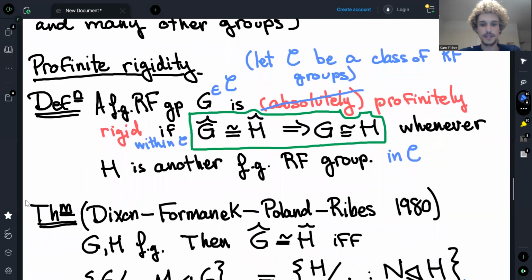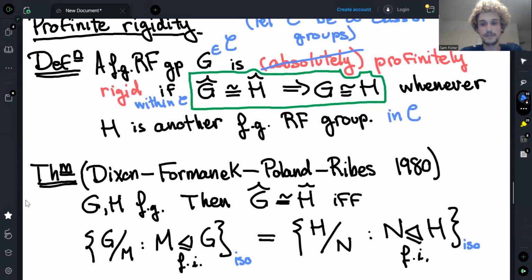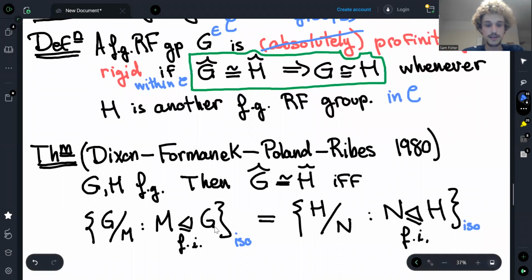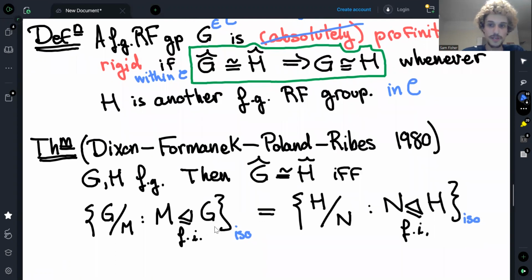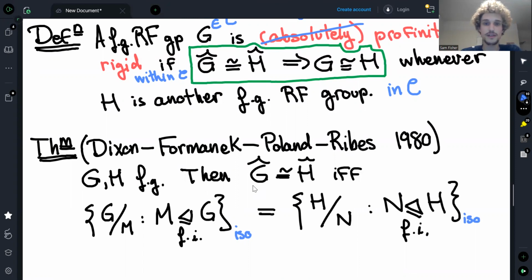Now a theorem that I want to state before giving an example of an absolutely profinitely rigid group is this theorem of Dixon, Formanek, Poland, and Rebus from 1980. And it says that if G and H are finitely generated, not necessarily residually finite, then the profinite completions of G and H are isomorphic if and only if the isomorphism classes of finite quotients of G and H are equal as sets, which is really quite surprising. I think because you would expect, the profinite completion has a lot of structure, the inverse limit, and somehow it encodes all these quotient maps. And the set of all finite quotients, or really to be more precise, the set of isomorphism classes of all finite quotients, is kind of just a big bag of finite groups. It's all the finite quotients of the group, but it doesn't record any of the maps going between them.